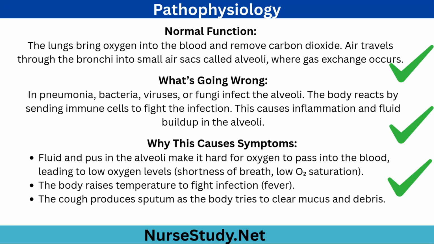Section 3. Pathophysiology. Normal function: the lungs bring oxygen into the blood and remove carbon dioxide. Air travels through the bronchi into small air sacs called alveoli, where gas exchange occurs. What's going wrong? In pneumonia, bacteria, viruses, or fungi infect the alveoli. The body reacts by sending immune cells to fight the infection. This causes inflammation and fluid buildup in the alveoli.